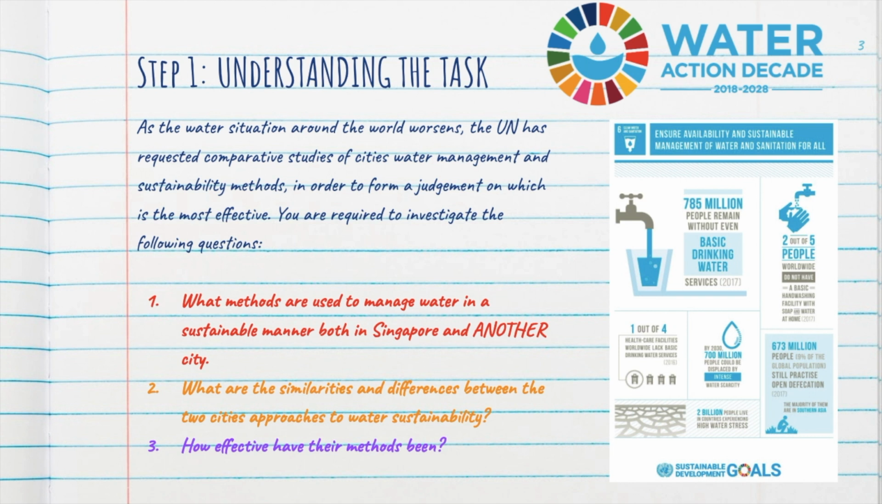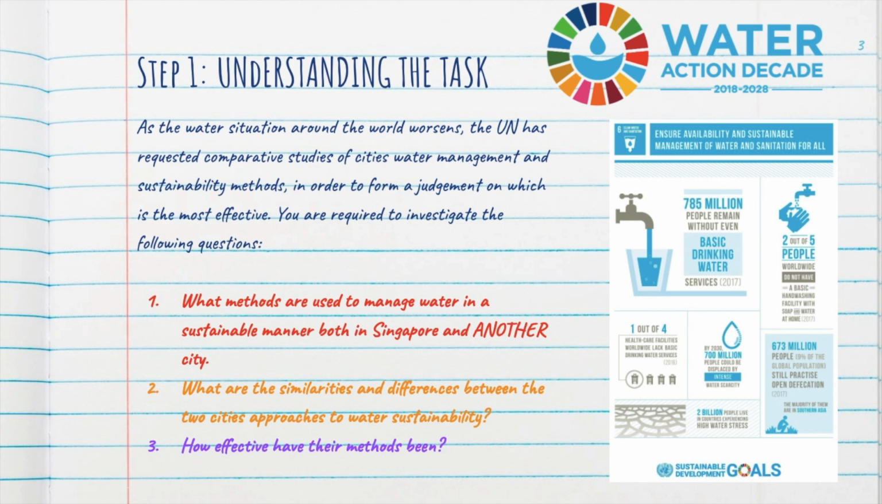You are required to investigate the following questions, and they are listed here on the screen. What methods are used to manage water in a sustainable manner in both Singapore and another city? What are the similarities and differences between 2 cities' approaches to water sustainability, and how effective have their methods been?